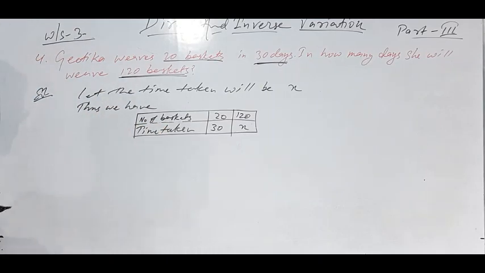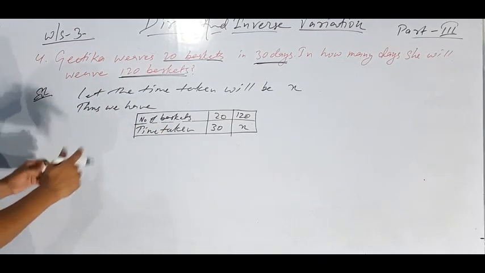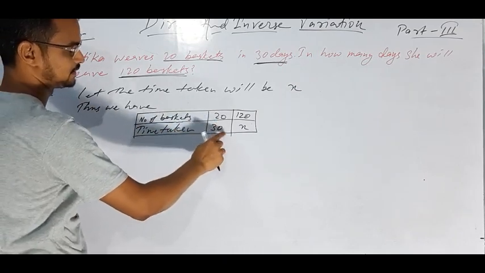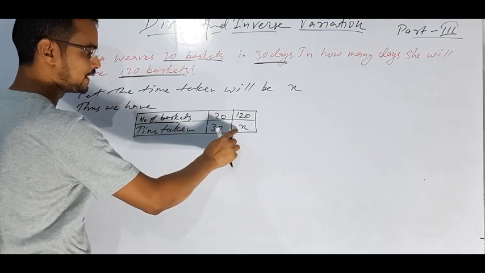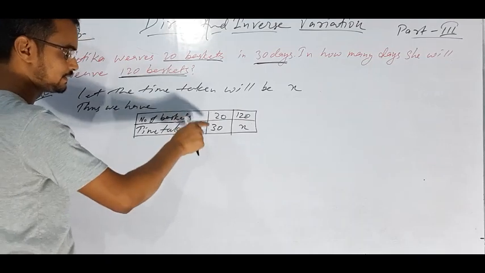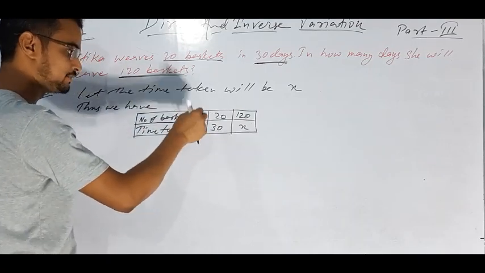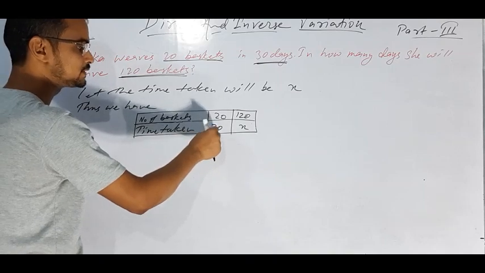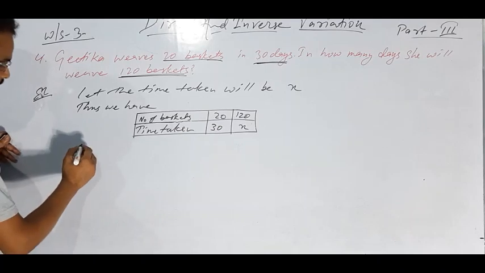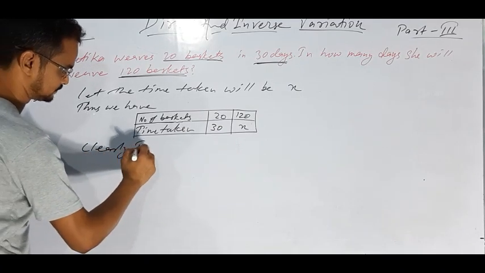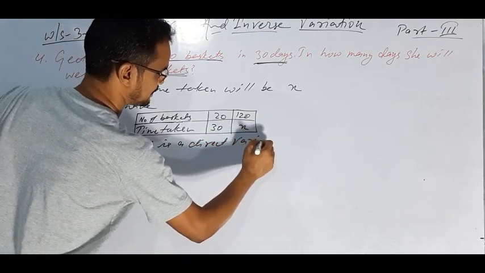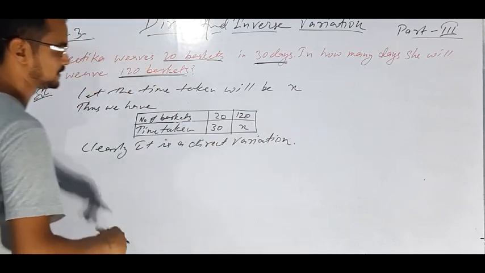Which variation is this and why? Because we will put more time to weave more baskets. The number of baskets is more, then the number of days or the time taken will be more than this 30 days. Then it is a direct variation.